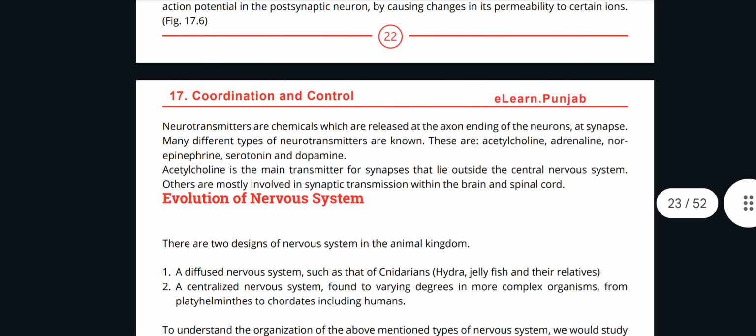Neurotransmitters are chemicals which are released at the axon ending of neurons at synapses. Many different types of neurotransmitters are known. There are acetylcholine, adrenaline, norepinephrine, serotonin, and dopamine. Acetylcholine is the main transmitter for synapses that lie outside the central nervous system. Others are mostly involved in synaptic transmission within the brain and spinal cord.